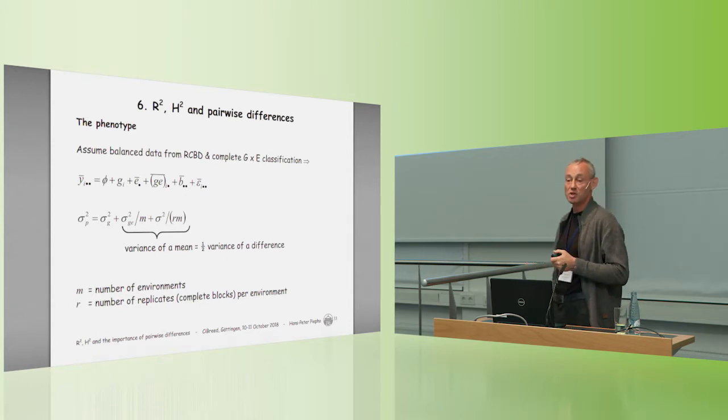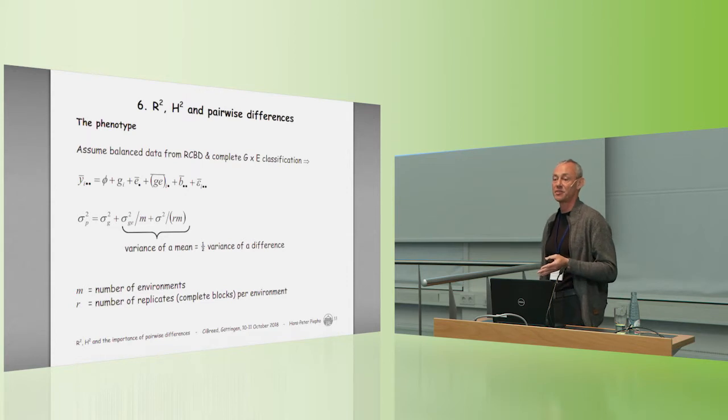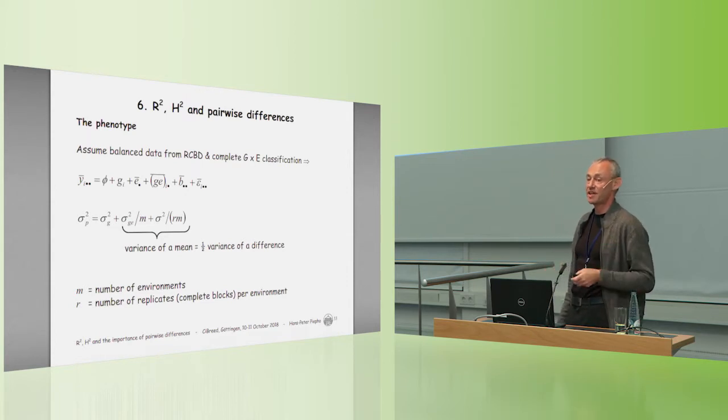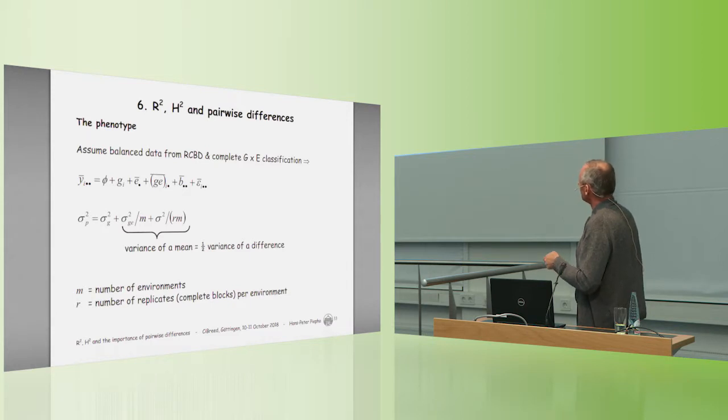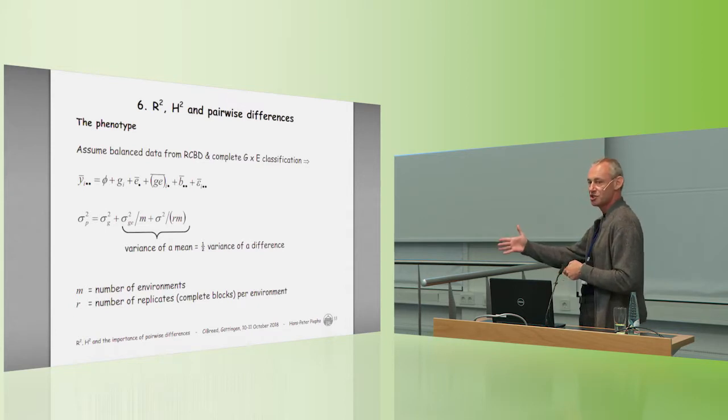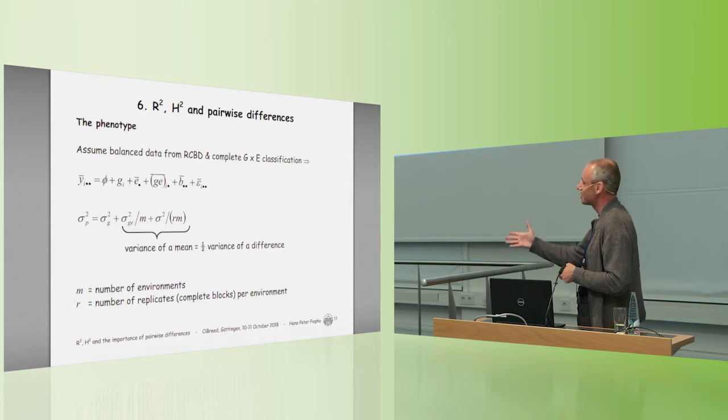It's actually also the BLUE, the best linear unbiased estimator under a fixed effects model, the best estimator you can come up with. We use that model. This is the variance of a mean. Or is it? Well, everybody says yes. This is about the variance of the individual genotype mean. So this is the phenotypic variance of that.